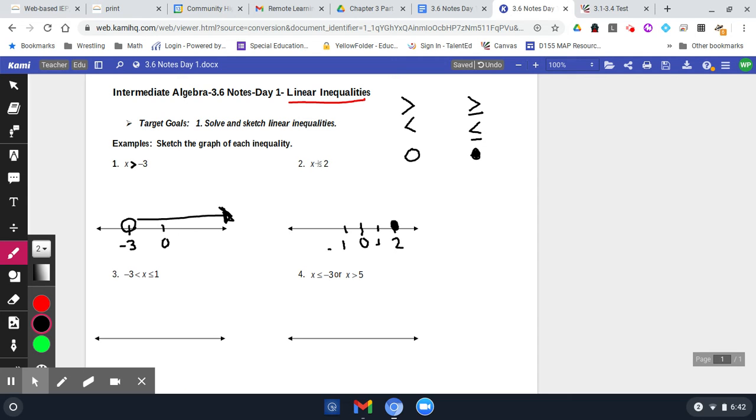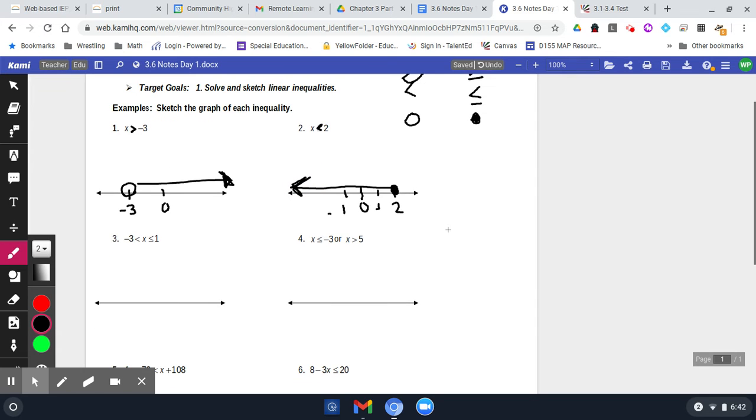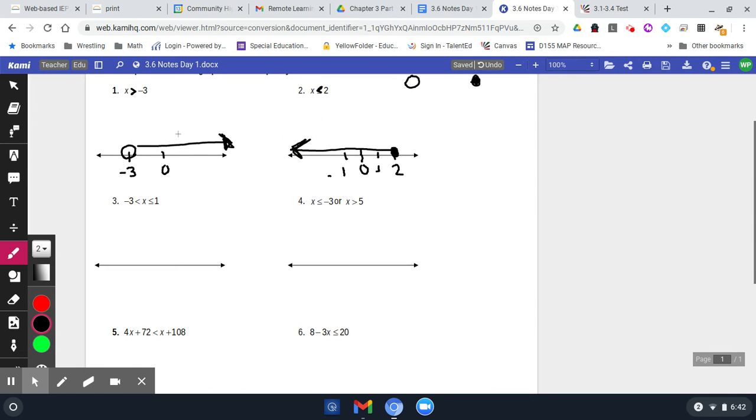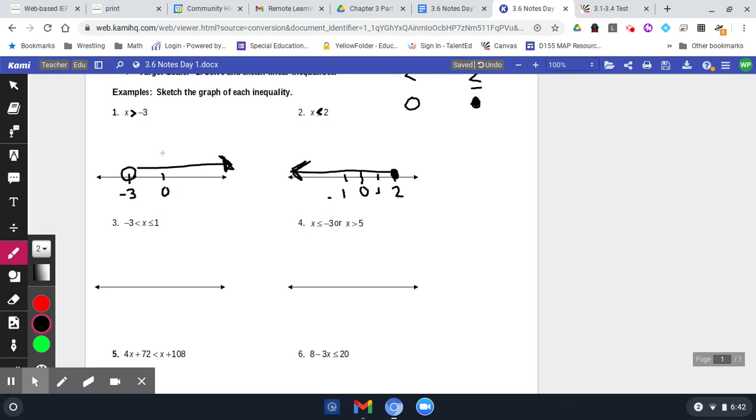Our Pac-Man, or whatever you want to call it, or alligator, some of you guys might have heard before, but this symbol always wants to eat the larger number. So it's showing us that it's eating the 2. So what numbers are less than 2? Well, everything this way is less than 2. All right, there we go. So those are just graphing simple inequalities.